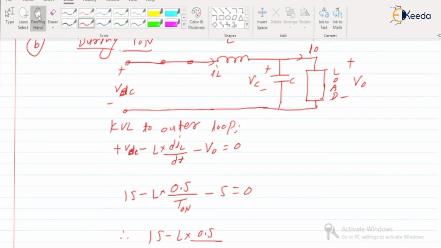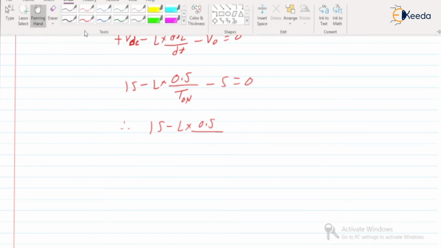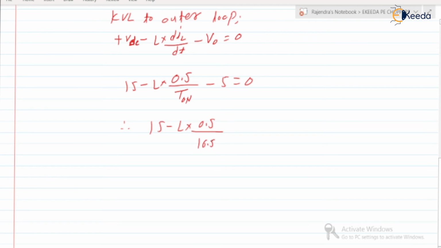Yes, 6.5 microsecond is equal to 6.5 into 10 to the power minus 6, minus 5 equal to 0. From this we can find L, right? L is equal to 50 minus 5, that is 10 divided by 0.5 into 0.5 to the power, is 3.3, means 0.33 millihenry. 0.33 millihenry is the value of inductance, right?